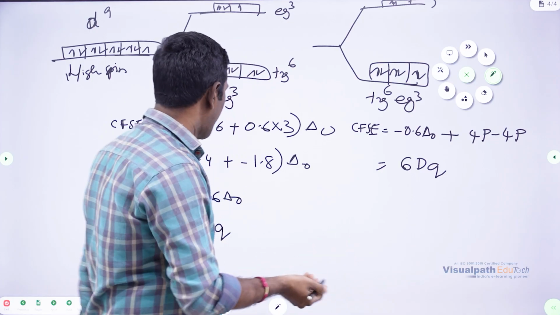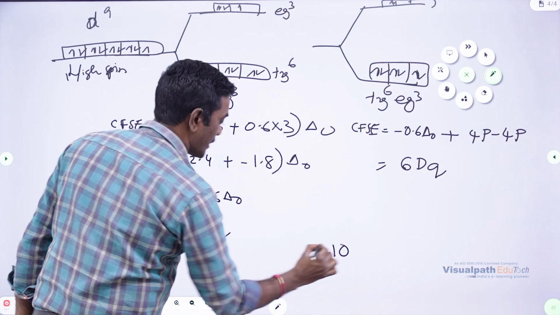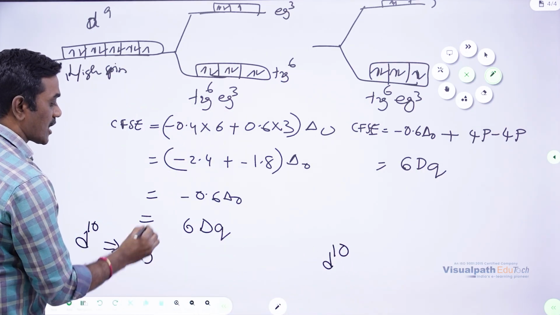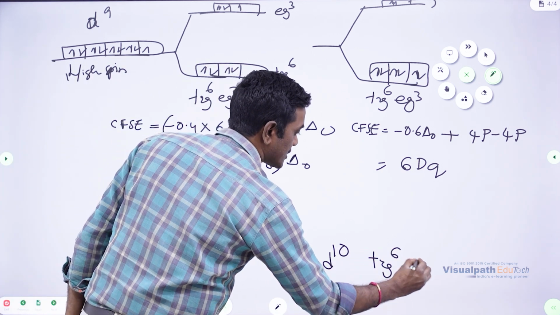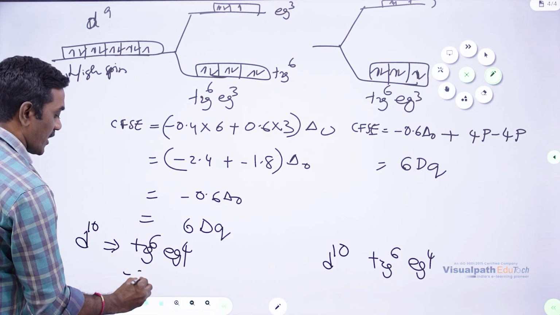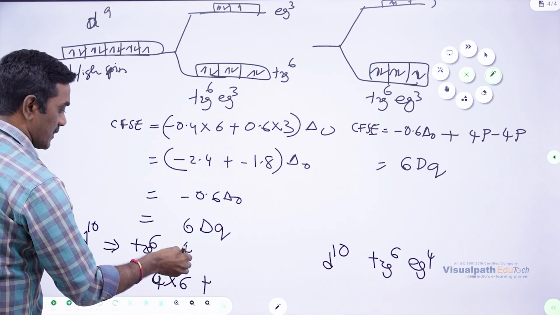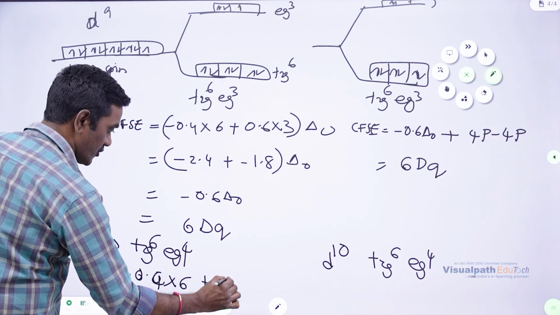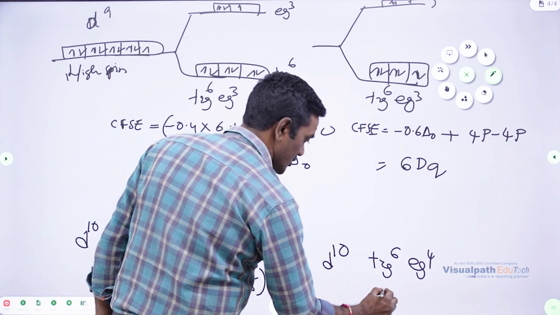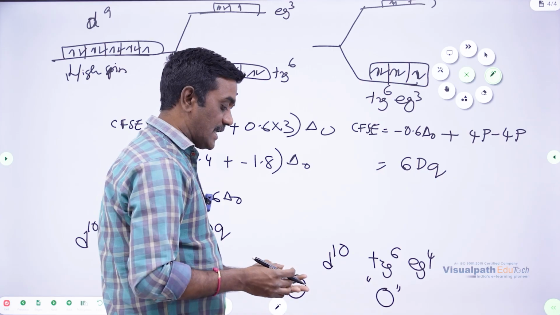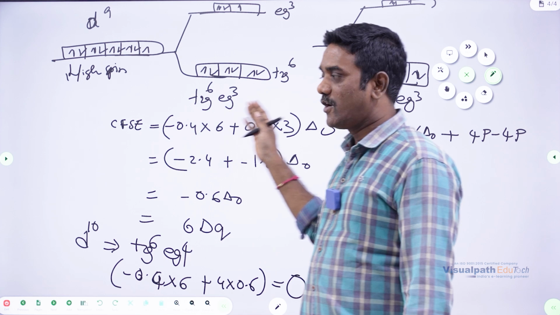For d10 it is very easy. d10, whether it is high spin or low spin, t2g electrons are going to be 6, eg electrons are going to be 4. In the same way t2g is 6 and eg is 4. What will happen? Minus 0.4 into 6 electrons plus 0.6 into 4 electrons. So both the numbers are going to be the same, and CFSE is going to be 0. Here also CFSE is going to be 0. For d5 and d10, CFSE is going to be the same, that is 0, for high spin and low spin complex.